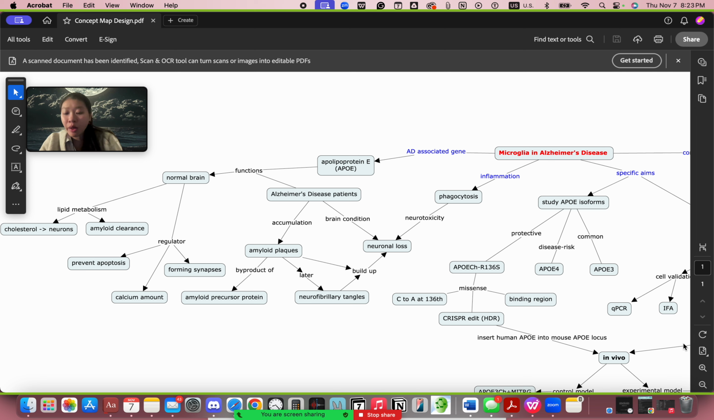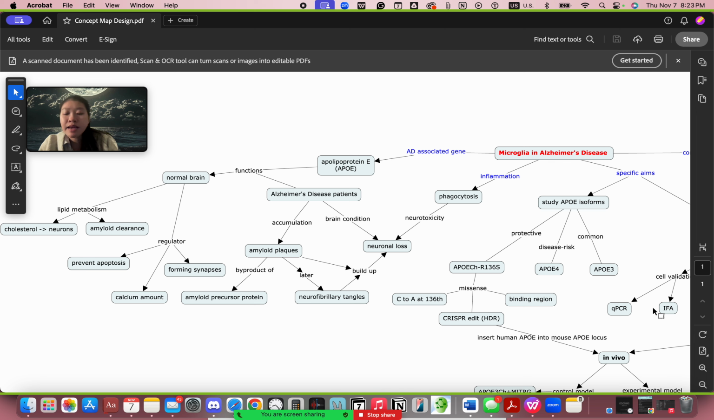ApoE also helps regulate homeostasis in the central nervous system by releasing signals that prevent apoptosis, promote synaptic formation, and stabilize the calcium gradient. Research also shows that ApoE co-localizes with amyloid beta in the brains of patients with the disease.